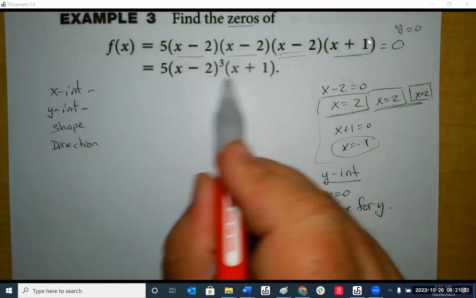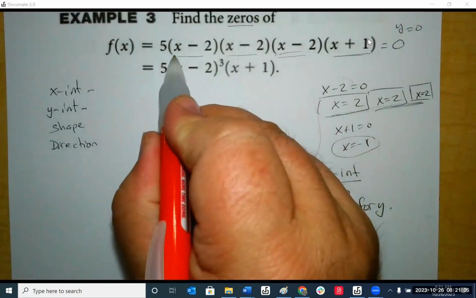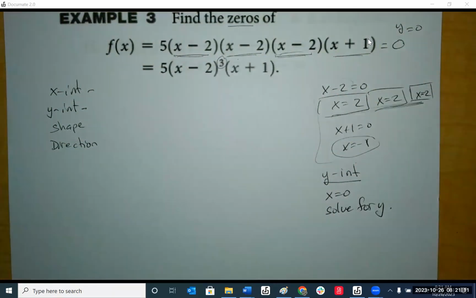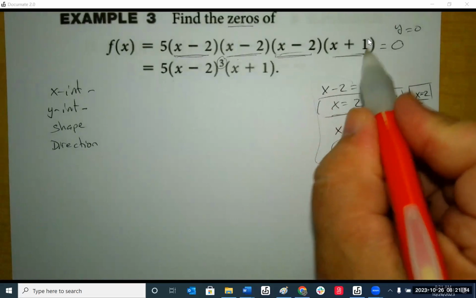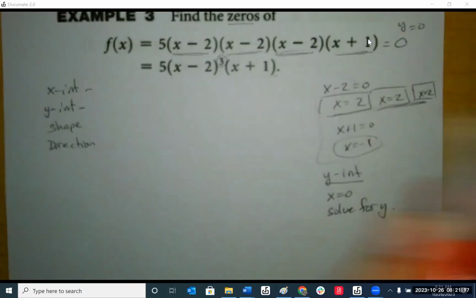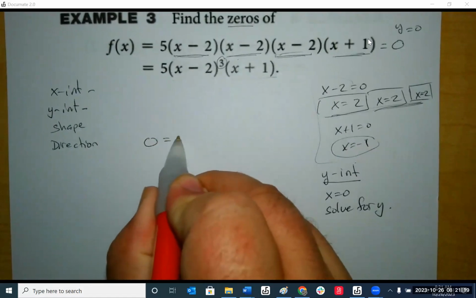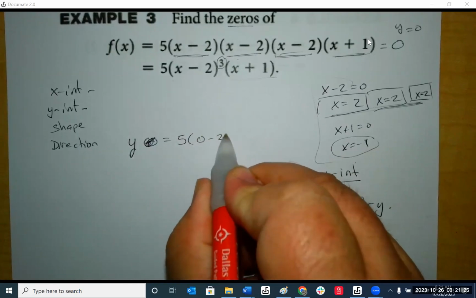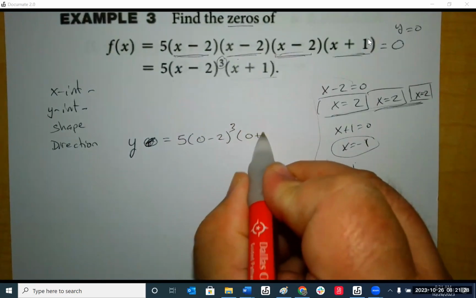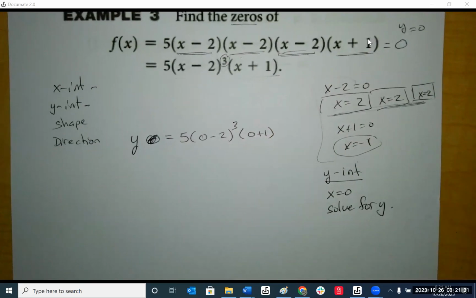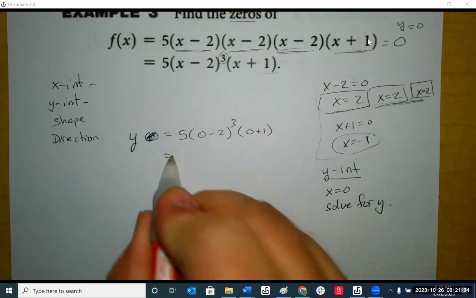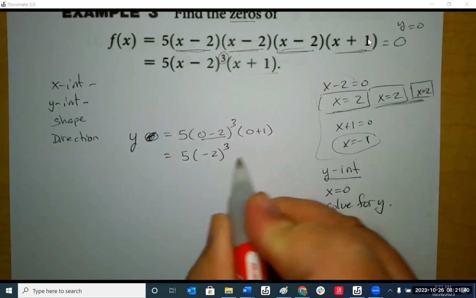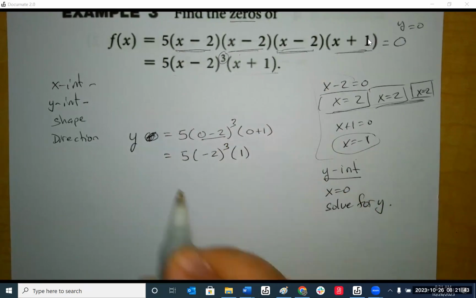So in our equation, we have this one here simplified. Notice we have x minus 2, x minus 2, x minus 2. There's 3 of them. That's why we have the exponent there. X plus 1 only happens once. That's only one of them. So if we set that equation, we're looking for the y-intercept. If we set all the x's to 0 and solve for y, 0 minus 2 is negative 2 to the power 3. 0 plus 1 is 1.